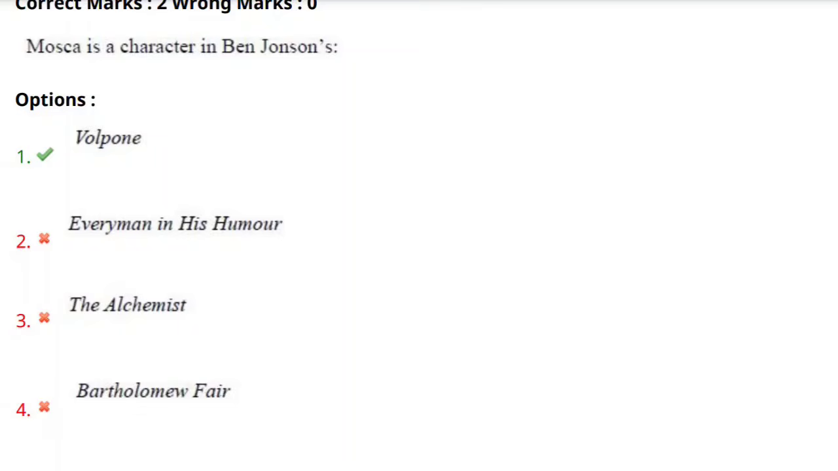And here I want you to remember the full title. The full title of Volpone is Volpone, or the Fox, and the subtitle is A Comedy, which is written by Ben Jonson. And the major characters are Mosca and Volpone. Volpone is the fox and Mosca is the fly, which is the servant to the fox, Volpone. And the correct answer here is the first option.